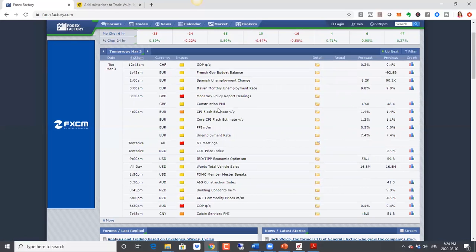And then we have CPI numbers here for Eurozone. Right now, they are expected to be in line with expectations. We have seen Euro go up for many days in a row. So if these numbers come in below the expectation here, we could see a drop.